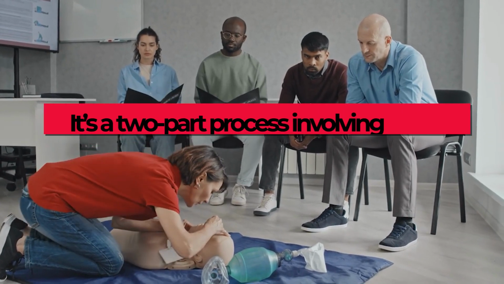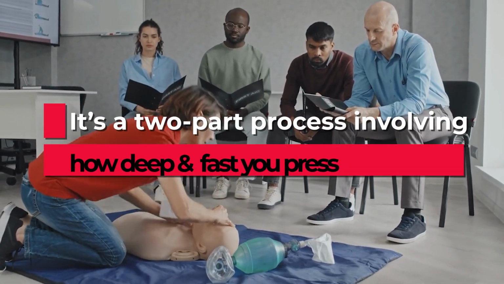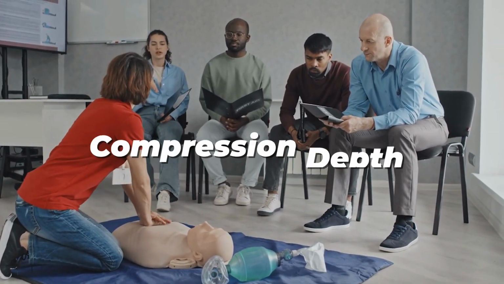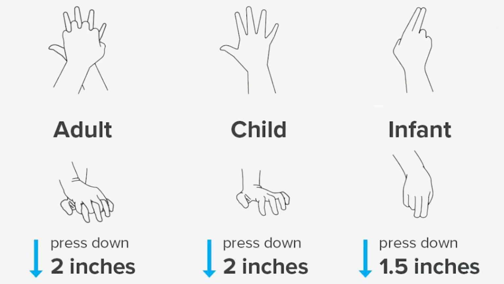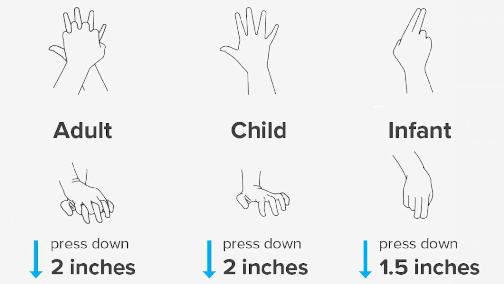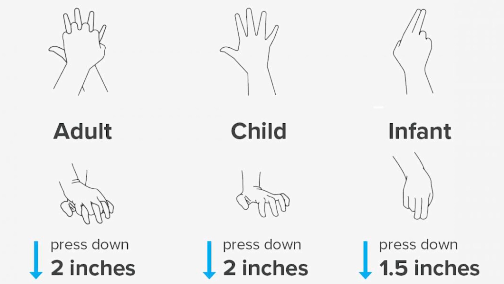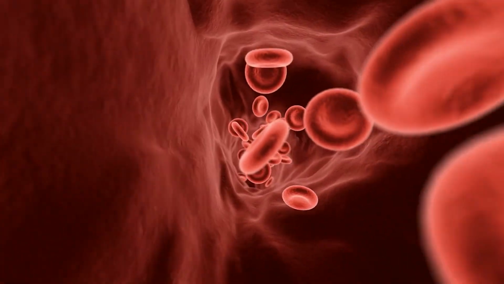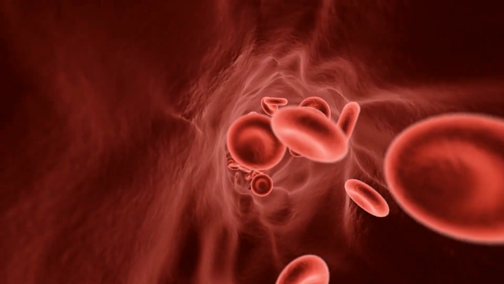It's a two-part process involving how deep you press and how fast you press: compression rate and compression depth. Compression depth: you need to press at least 2 inches deep. This is about 1/3 of the chest's depth. This force helps the blood move properly throughout the body.